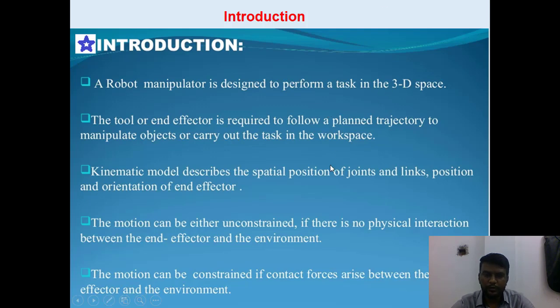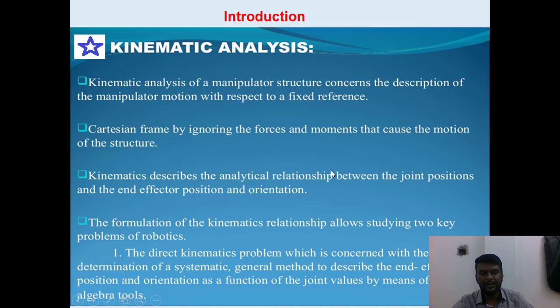So we have two things here: the forward kinematics and the inverse kinematics. In forward kinematics, what we study is the position and orientation of the end effector or the tool with respect to a fixed reference frame, in terms of the joint values. Joint value is the angle between different joints. We know the angle between different joints, and we find out the position and orientation of the end effector in the forward kinematics, or we can call it direct kinematics. Both are the same thing.